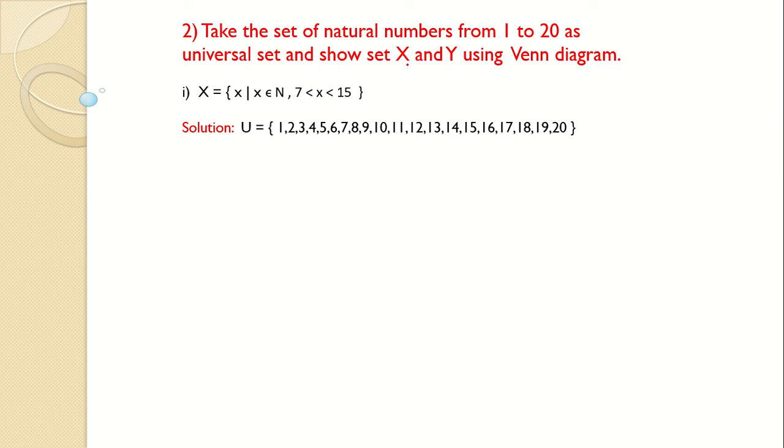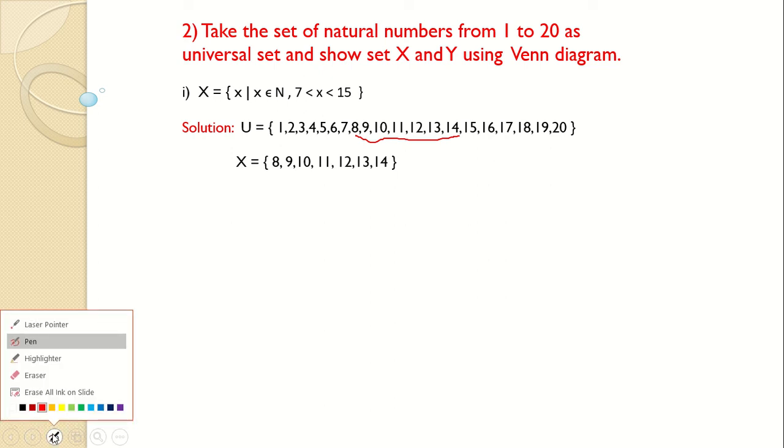Now I have to show set X. First sum is of set X and second part would be of Y. Now how would I find the elements of X first? X is a natural number, and that natural number lies between 7 and 15. So I should be taking the values greater than 7, so I have to start from 8. 8 to 14 I will go. Okay, so elements of X would be from 8 to 14.